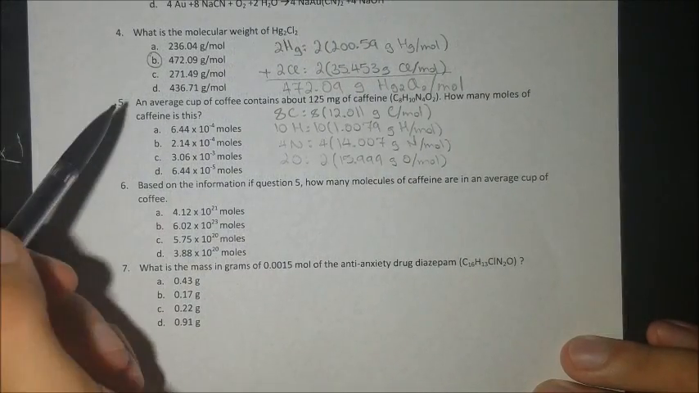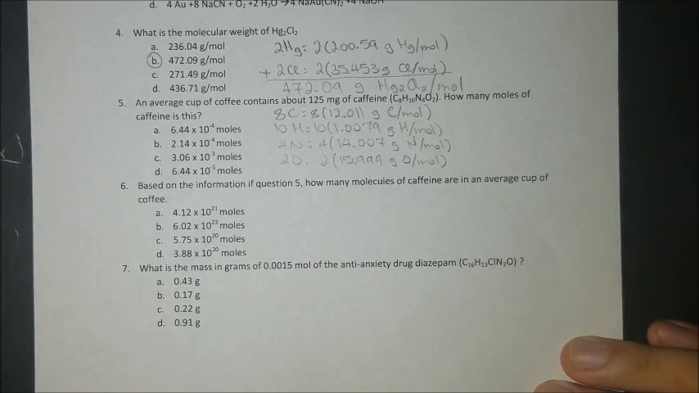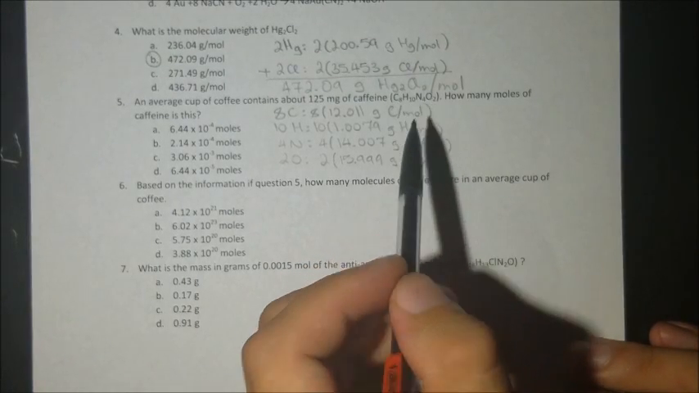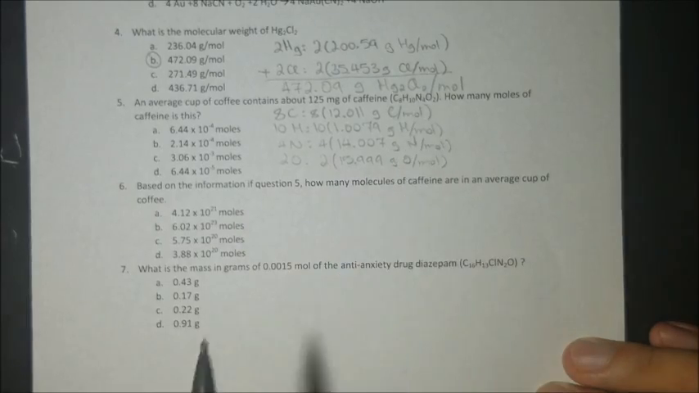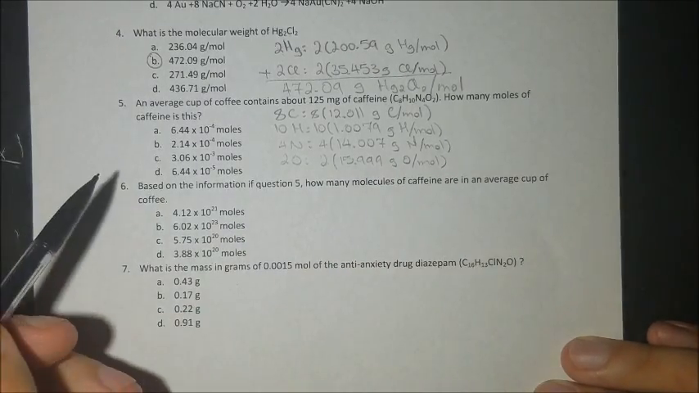Okay, so for number 5, an average cup of coffee contains about 125 milligrams of caffeine. And here's the chemical formula for caffeine. So it's telling you that you've got 8 carbons, 10 hydrogens, 4 nitrogens, and 2 oxygens. And the question asks, how many moles of caffeine is this?